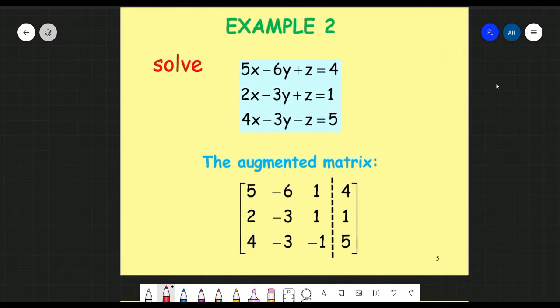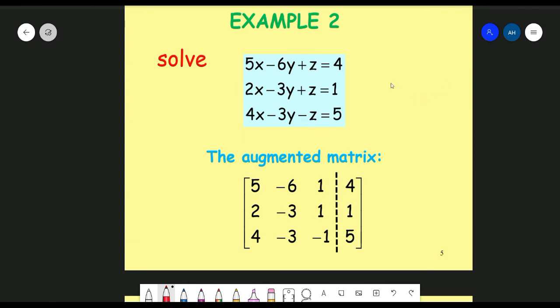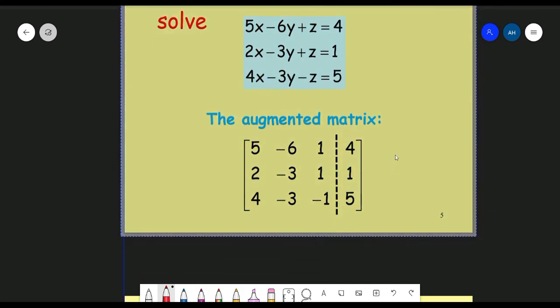This time we have a system of linear equations like this: 5x minus 6y plus z equal to 4, equation number 1. 2x minus 3y plus z equal to 1, equation number 2. 4x minus 3y minus z equal to 5, equation number 3. Now, the same as before, we can convert from equation into augmented matrix like this. So this is our matrix here.